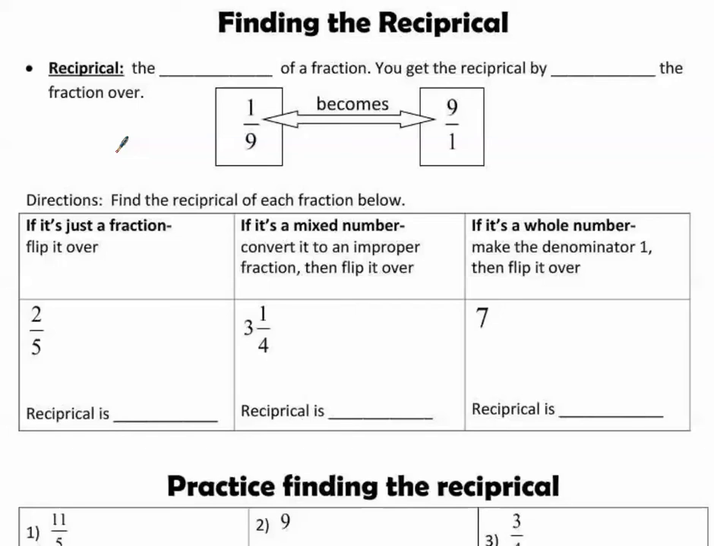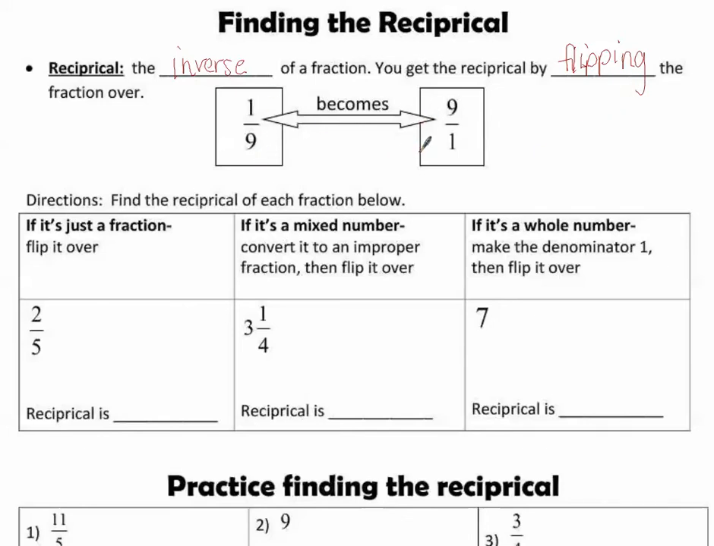Let's talk about finding the reciprocal. Reciprocal is the inverse of a fraction. You get the reciprocal by flipping the fraction over. For example, 1/9 becomes 9/1.